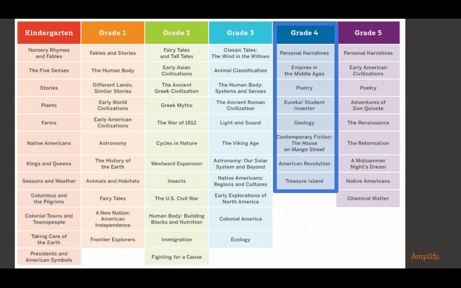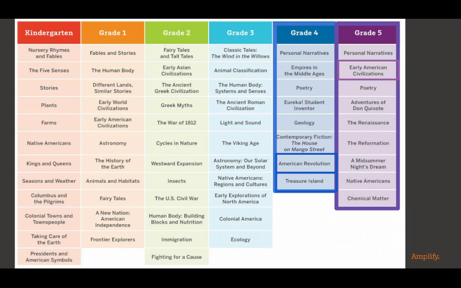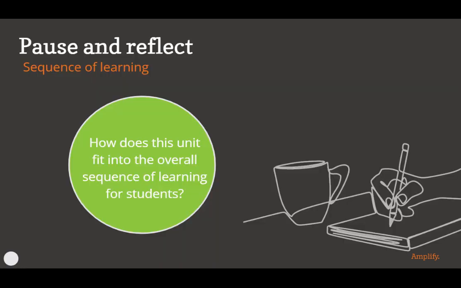The knowledge and vocabulary gained from the Empires in the Middle Ages unit will prepare students to read other complex texts later in grade 4. For example, text in the American Revolution unit and the Treasure Island unit. In grade 5, they will further build upon their knowledge by reading in the Early American Civilizations unit, the Renaissance unit, and the Reformation unit. There are also units in grades K to 3 that help students build the vocabulary and comprehension skills needed to understand the content covered in grade 4.